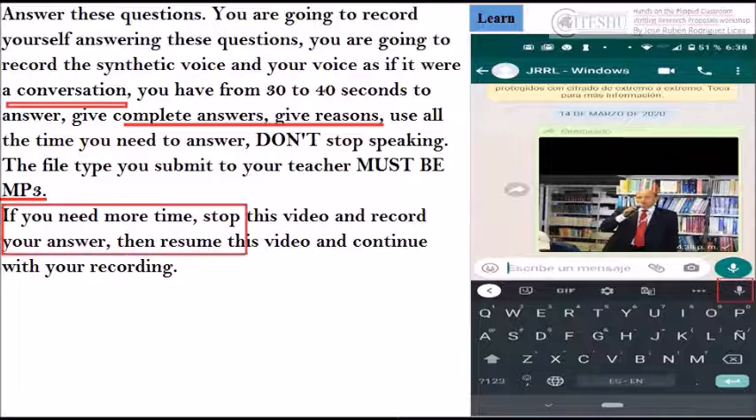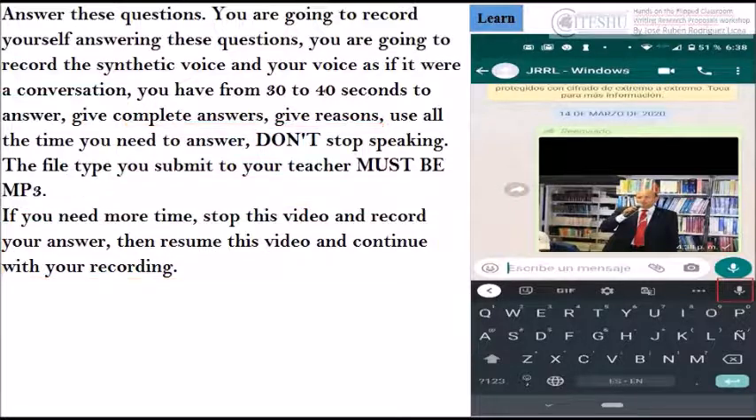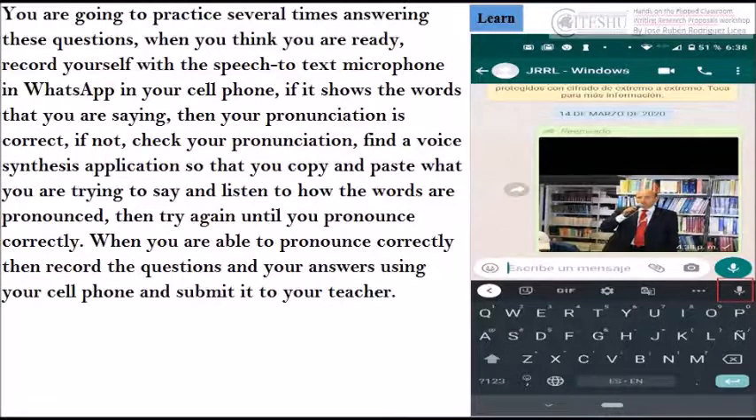If you need more time, stop this video and record your answer, then resume this video and continue with your recording. You are going to practice several times answering these questions. When you think you are ready, record yourself with the speech-to-text microphone in WhatsApp in your cell phone. If it shows the words that you are saying, then your pronunciation is correct. If not, check your pronunciation.